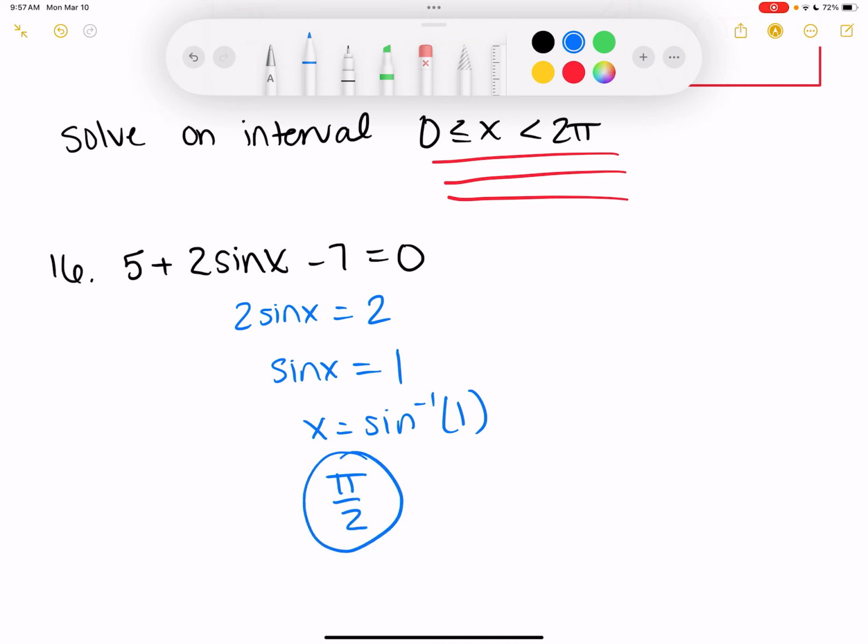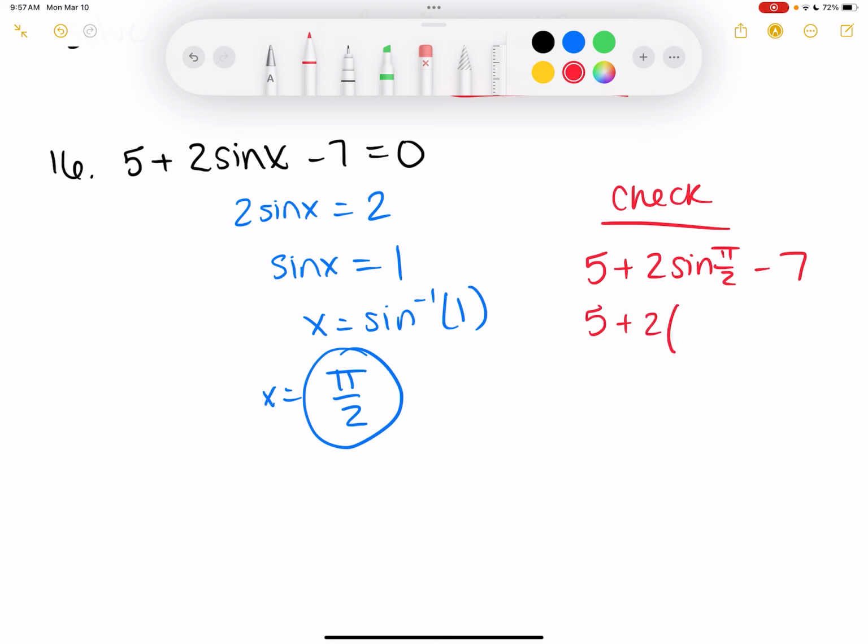So I check by plugging it back in. So 5 plus 2 times the sine of pi over 2 minus 7. So 5 plus 2 times the sine of pi over 2, which is 1, minus 7. 7 minus 7, so 0 equals 0. So that is in fact a solution on this one.